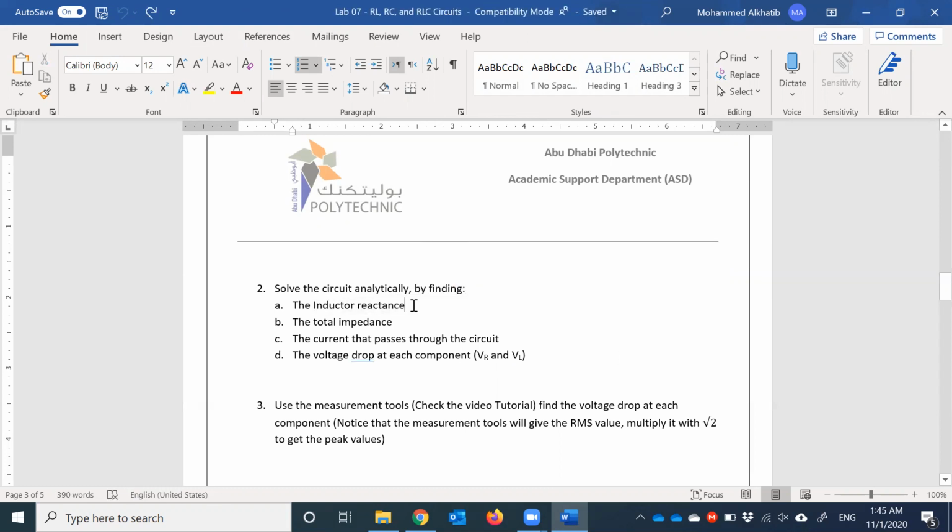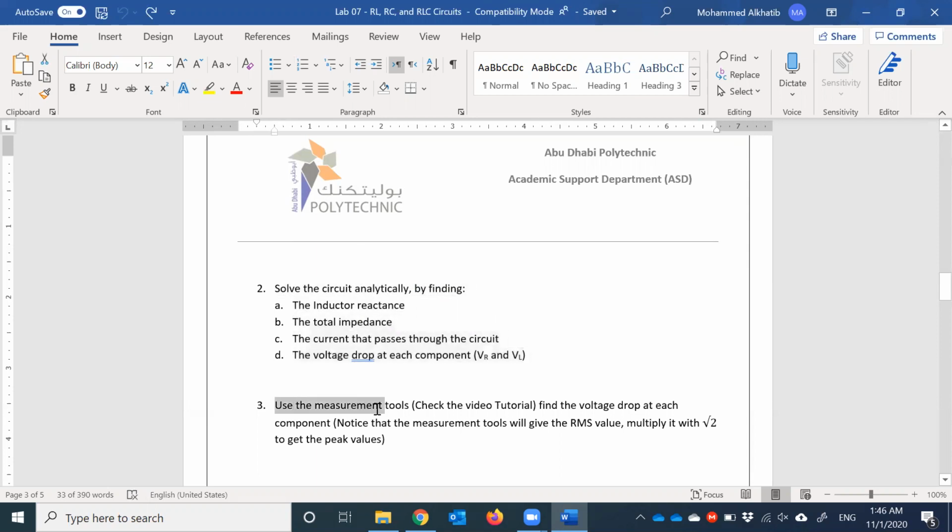So the first part, you need to find the inductor reactance. If you forgot the formula, refer to the handouts. Then the total impedance of the RL circuit, the current that passes through the circuit, and you need to find the voltage drop at each component. These requirements, you can confirm their values with the simulation. Again, this one here, you just find the peak values. You don't have to do any extra steps.